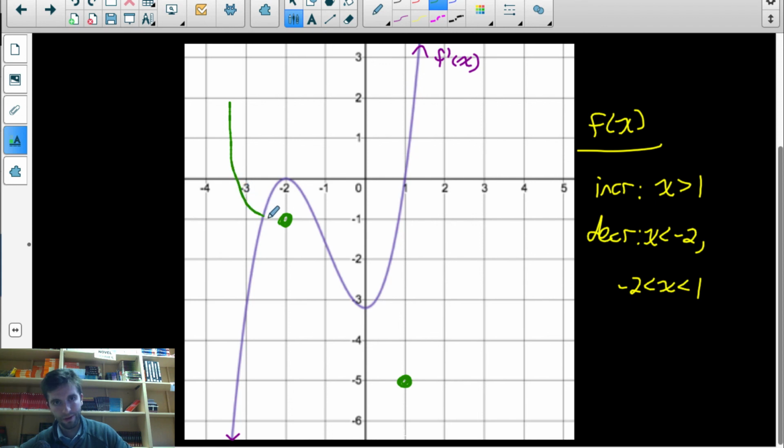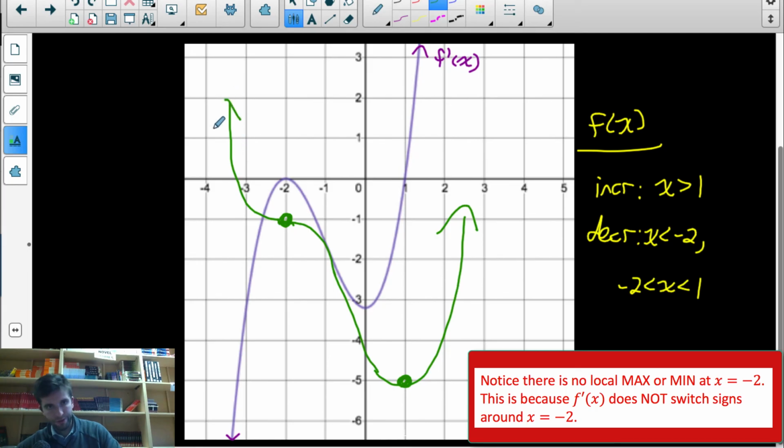So before that point the function is decreasing. At the point there's a horizontal tangent. And then after the point it continues to decrease. And it continues decreasing all the way until we get to an x value of 1, at which point it switches to increasing. So here's what the function looks like. Decreasing, decreasing very slowly.